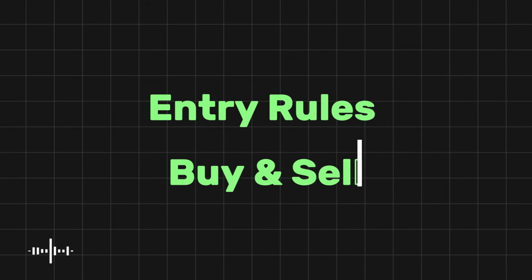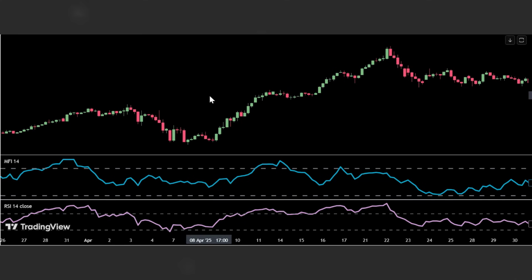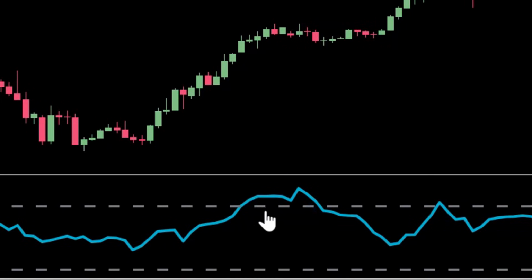Entry rules: buy and sell. Now let's learn how to enter trades. Buy trade. For a buy trade, we follow 3 important steps. First, check the MFI. It should move above 80, which shows a strong buying pressure in the market.